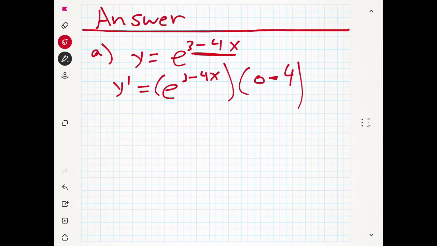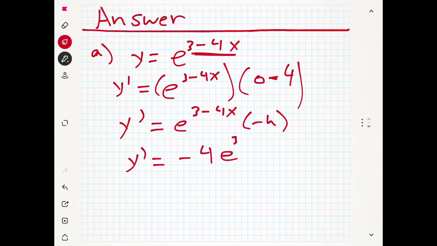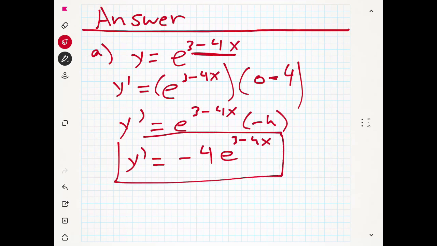So all we have here, if we simplify, is literally e to the power of 3 minus 4x times negative 4, and we can clean that up: negative 4e to the power of 3 minus 4x. And that is it. That is our answer. Let me put that in a box. So that is the answer to A. Again, very simple, very straightforward, nothing really too complicated. I actually find it one of the easier topics in this introduction to derivatives unit. Basically, e to the power of x just stays e to the power of x, and then you can just use chain rule where applicable.